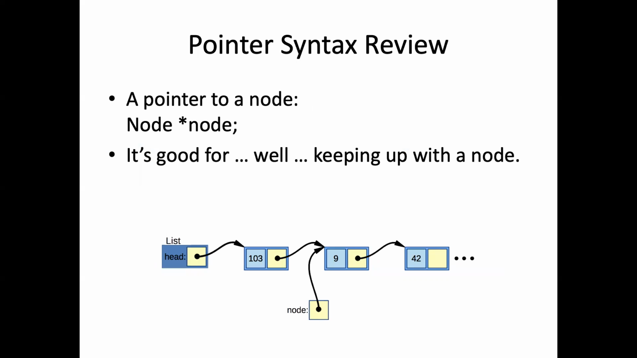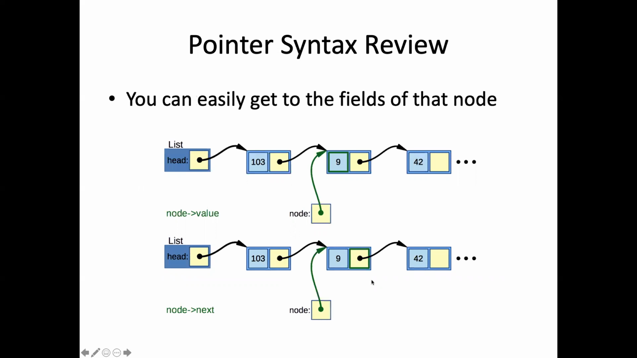So if this is a linked list, and you had a pointer node that was pointing at this node with the 9 in it, that pointer is handy because it lets you get at, just like I said, the fields of the node it's pointing to. And that's what I'm showing here.